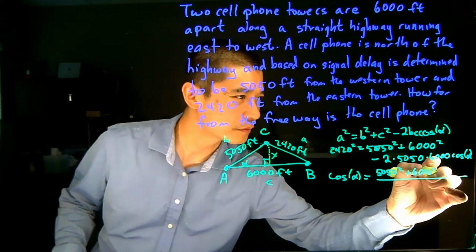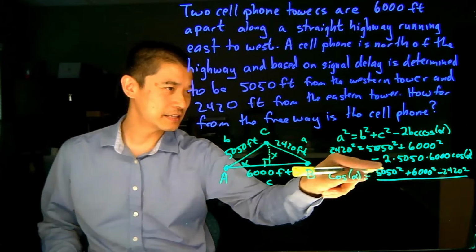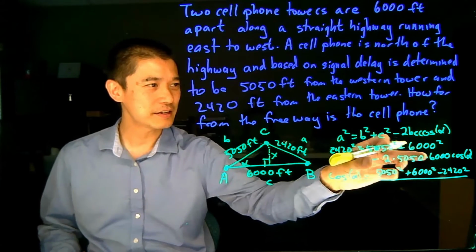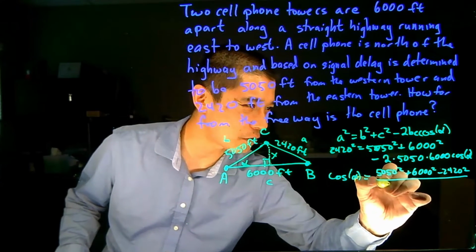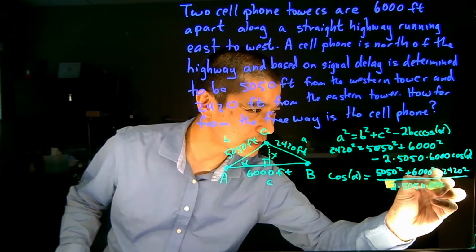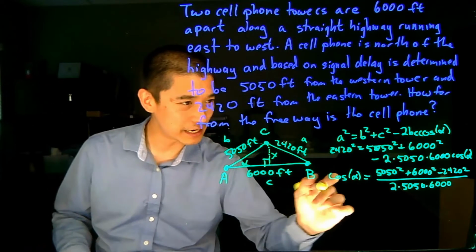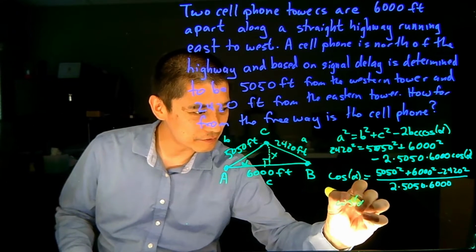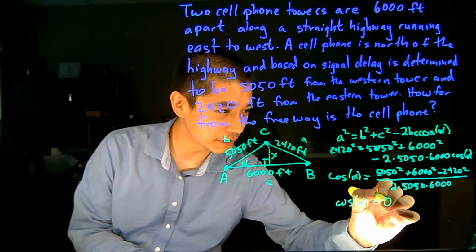And then since we moved this to the left side, this part right here becomes our denominator because we have to divide by whatever that quantity is: 2 times 5050 times 6,000. So we're going to take this value, plug it into a calculator, and get cosine of alpha. This value turns out to be 0.9183.